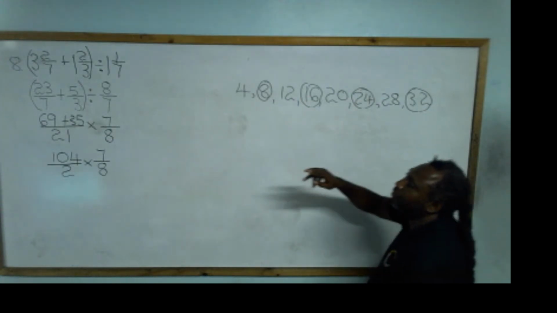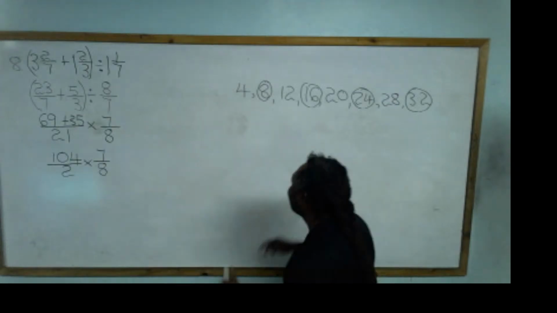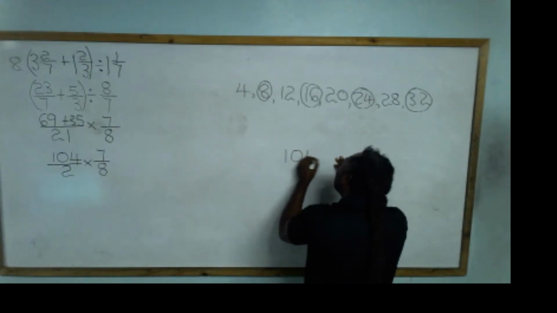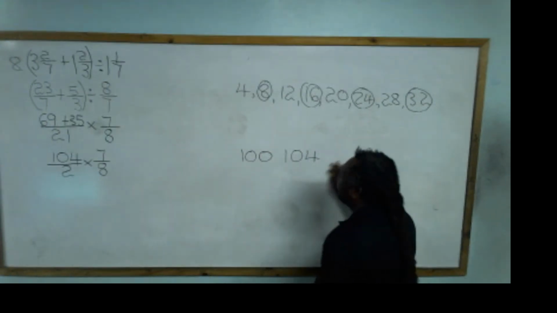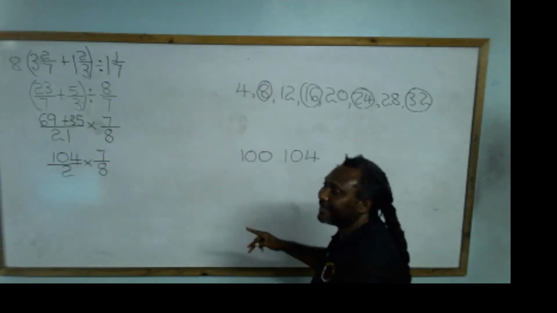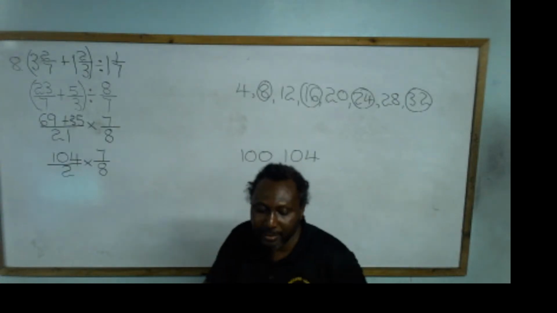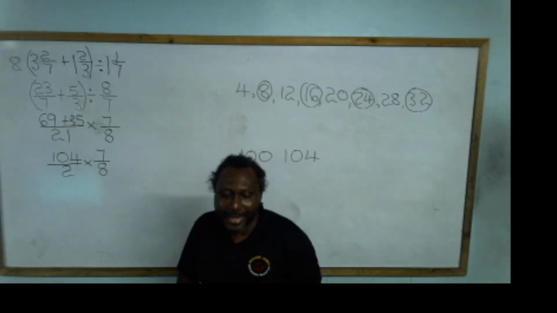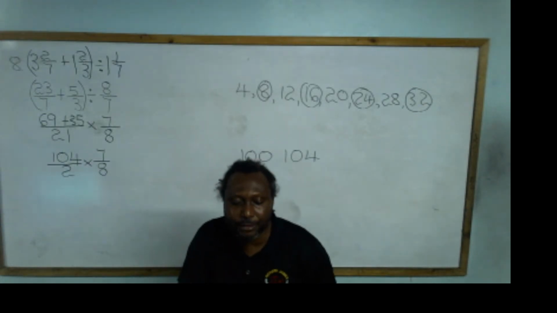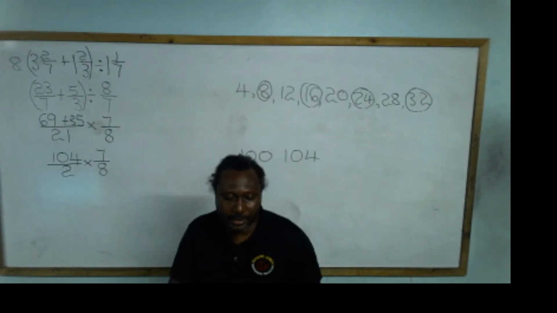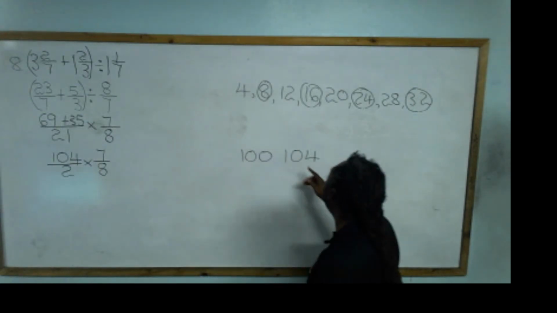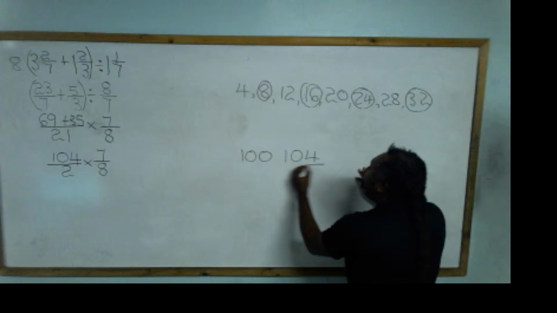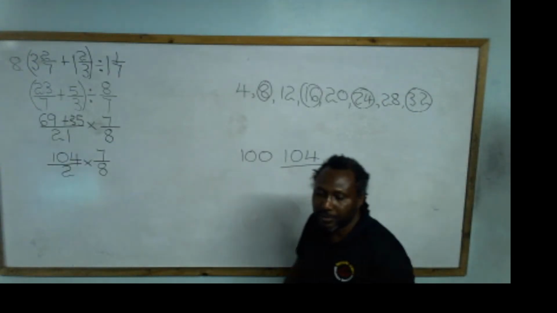So let us look at 104. It is the one just after 100. So the question is, is 100 divisible by 4? Yes, it is divisible by 4. But is it divisible by 8? No, it is not divisible by 8. That means the next one after it has to be divisible by 8. So this one is divisible by 8, if you understand the concept that I'm trying to put forward.